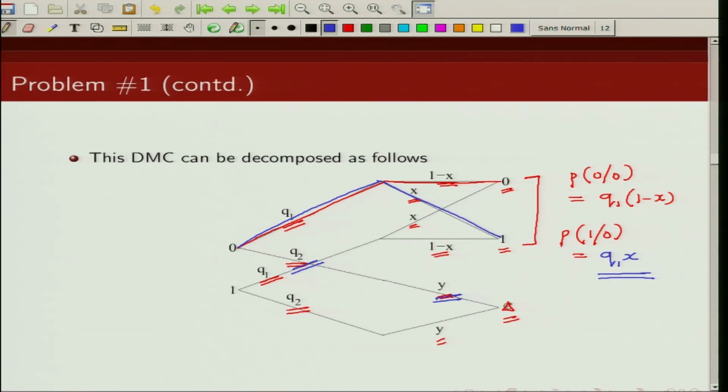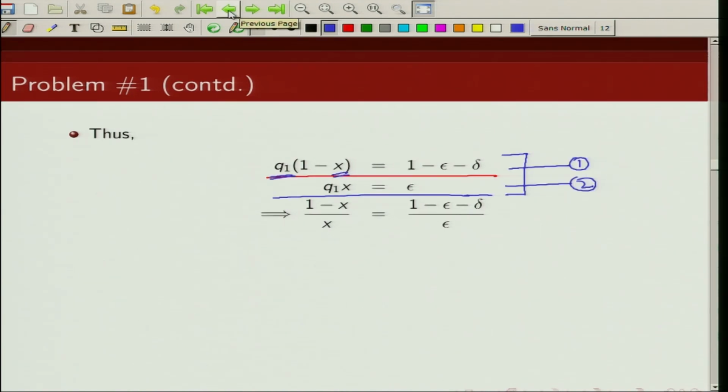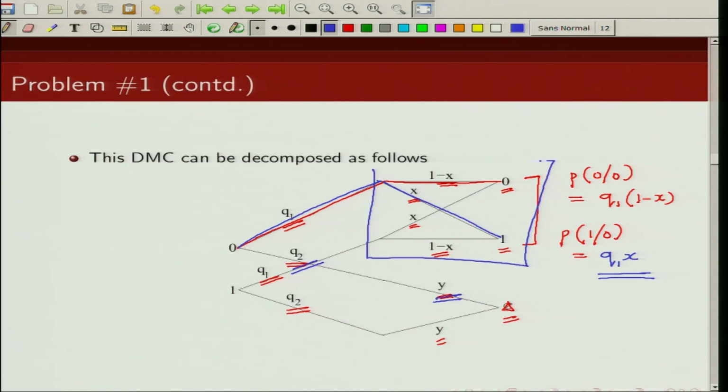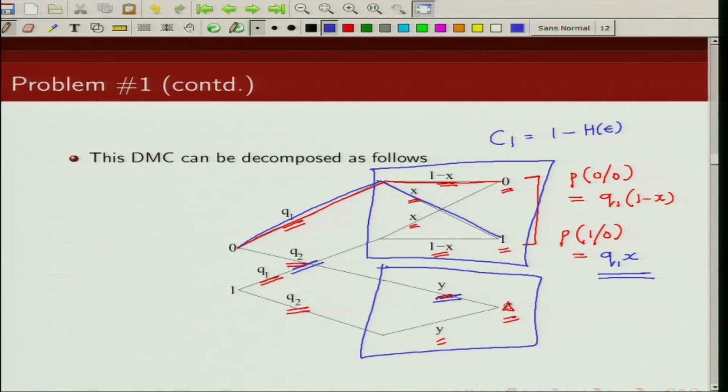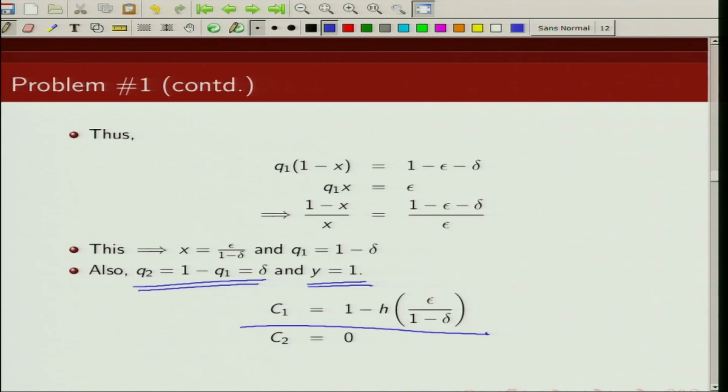So we do that, y comes out to be 1 and Q2 comes out to be 1 minus Q1, which is delta. Now the first set of channel, this channel which I am denoting by C1, this is a binary symmetric channel, so its capacity is given by 1 minus this, and capacity of this channel is 0. So we plug that in. This is the capacity of channel 1, where this crossover probability x is given by epsilon divided by 1 minus delta, and the capacity of the second strongly symmetric channel is 0.